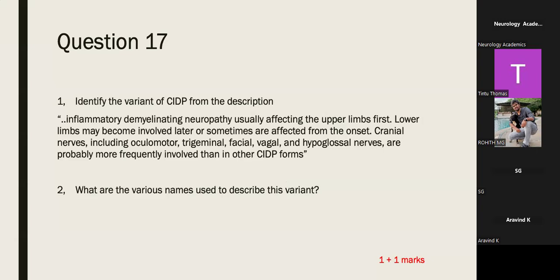Question 17. Identify the variant of CIDP from the description. Inflammatory demyelinating neuropathy, usually affecting the upper limbs first. Lower limbs may become involved later or sometimes are affected from the onset. Cranial nerves including oculomotor, trigeminal, facial, vagal, and hypoglossal nerves are probably more frequently involved than in other CIDP forms. Question number 2 is: what are the various names used to describe this variant?